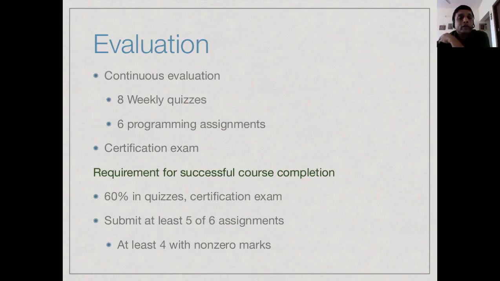Now, as part of the evaluation for the course, there will be continuous evaluation. Every week there will be quizzes. There will also be programming assignments, roughly 6 programming assignments across the 8 weeks. After the course ends, there will be a certification exam. In order to get a certificate that you have successfully completed this course, you need to score 60% in the quizzes and in the certification exam. You need to submit at least 5 or 6 out of the 6 assignments, and at least 4 of them you must do something non-trivial.